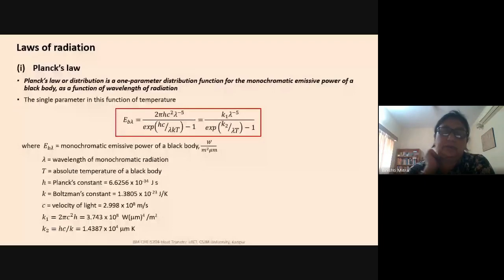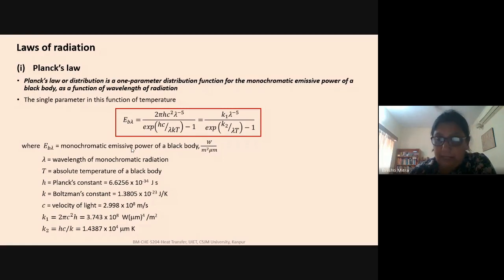So let us start today's class. And since we have had a small gap, I was thinking of just going over the laws of radiation, the three laws that we had discussed before we continue with the next ones. So the first thing that we had talked about was the Planck's law. Planck's law essentially gave us the emissive power of a black body.